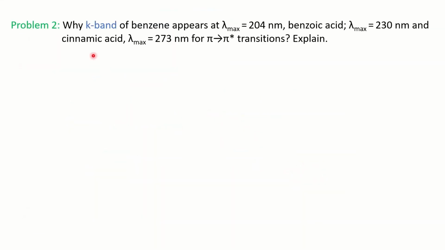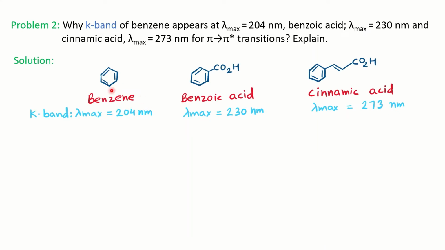Now next problem, why K band of benzene appears at lambda max value 204 nanometer, benzoic acid it is 230 nanometer, and cinnamic acid at 273 nanometer. For pi to pi star transition, explain. So now I assume that you can answer very well. You should know the structure of benzene, then benzoic acid, you have additional COOH group, and then cinnamic acid, right?